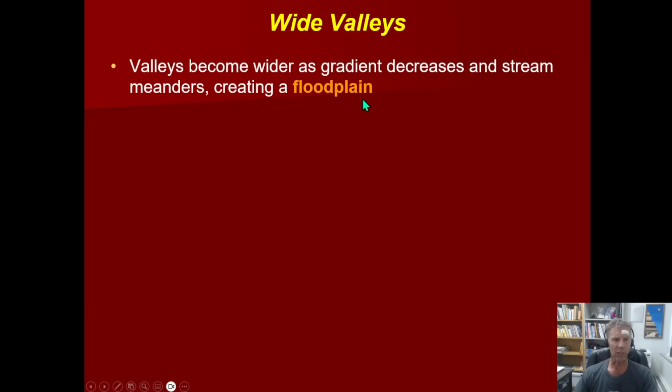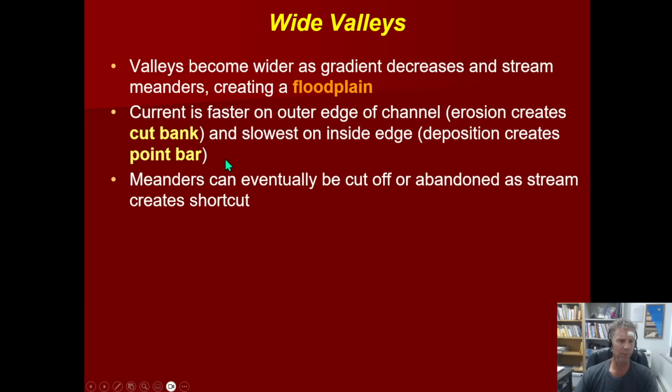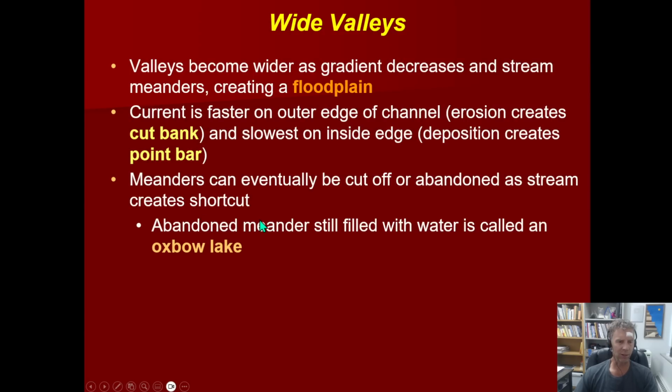So we've talked about the floodplain, the meandering stream back and forth, carving out and creating this big wide flat area adjacent to the stream. We've talked about the cut banks and the point bars, depending on where the current is fastest and where it's slowest. Over time, those meanders can actually get cut off and the stream can create a shortcut. I'll show you an image of that here in a second that'll make sense.